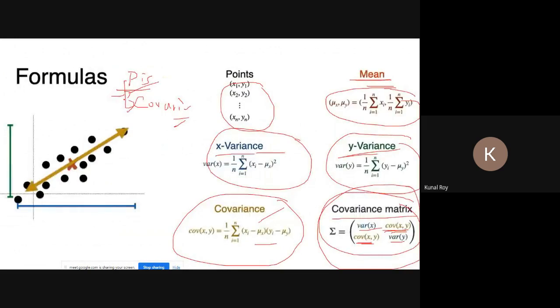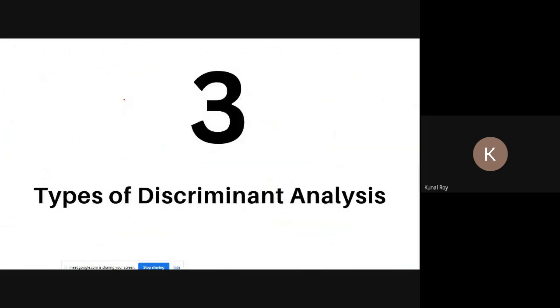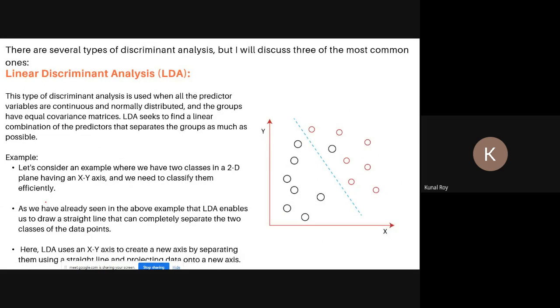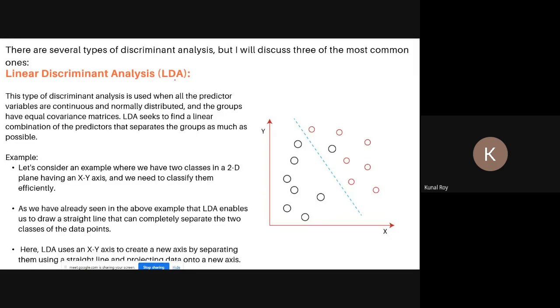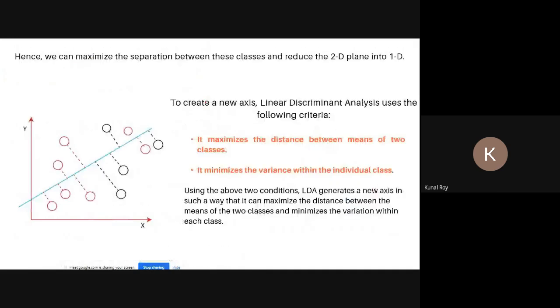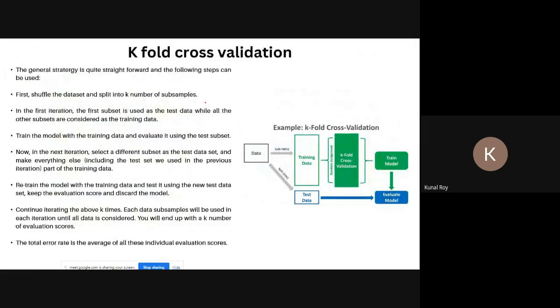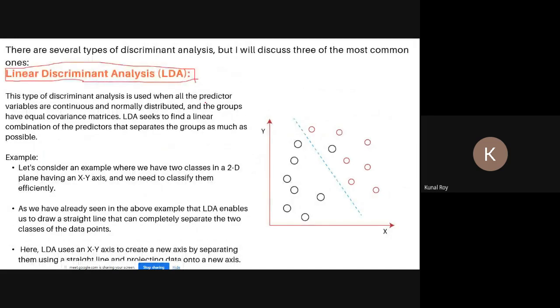Now we will be moving into the types of discriminant analysis, which we can easily implement. I will be doing some implementation and coding for linear discriminant analysis. Basically we have three types of discriminant analysis. First we will do linear discriminant analysis. What do you mean by linear discriminant analysis, and what do you mean by quadratic discriminant analysis? First we will explain what linear discriminant analysis is.